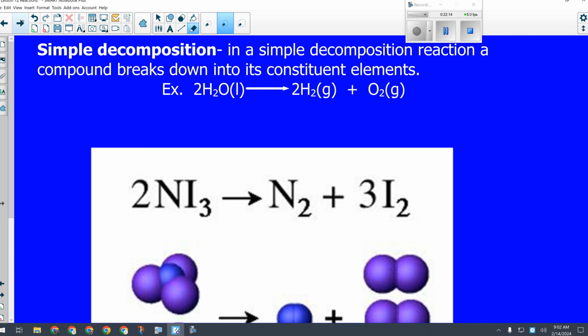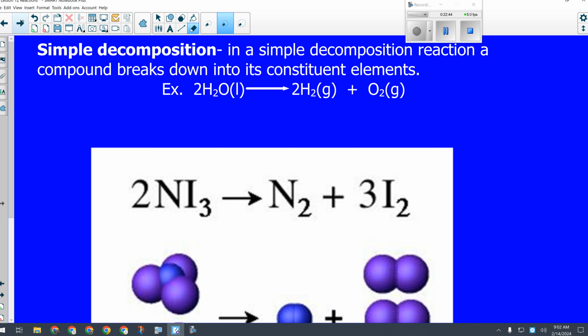All right, and then for this one here, we've got 2 molecules of nitrogen triiodide, and it's breaking down into nitrogen gas and iodine liquid. Now, when it breaks down into 2 of our molecular elements, nitrogen's a 2, iodine's a 2. This is where reactions get tricky. I have to remember that.